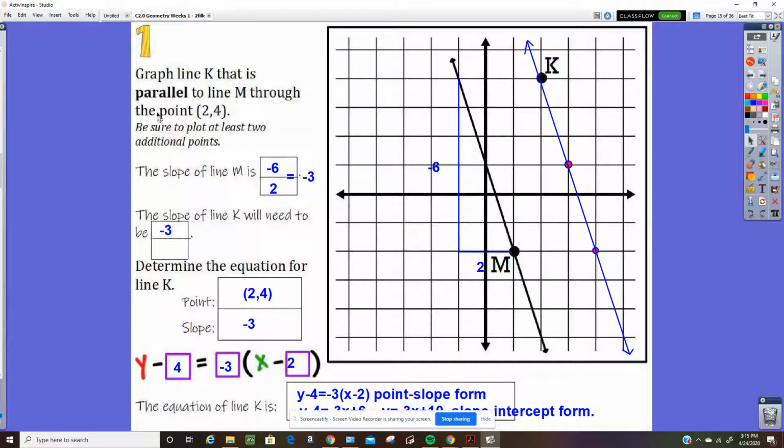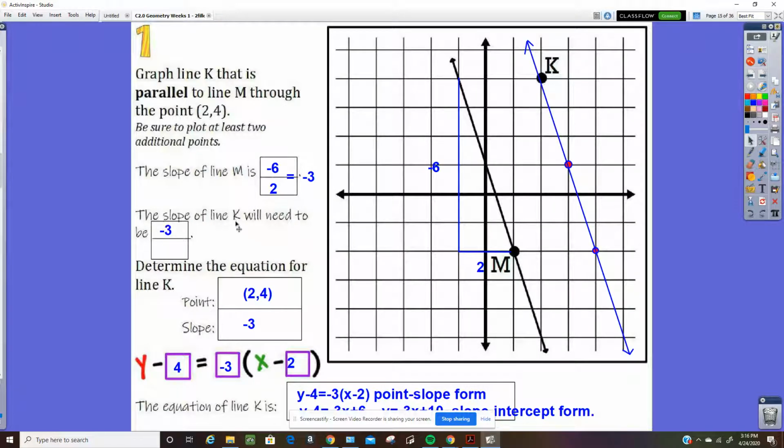And then here's, I think, one of the questions that's on your quiz, similar to your quiz. So, graph line K that is parallel to M through the point 2, 4. So here's the point 2, 4, that's point K. The slope of line M is the rise over the run, which is -6 over 2. So the slope is -3.